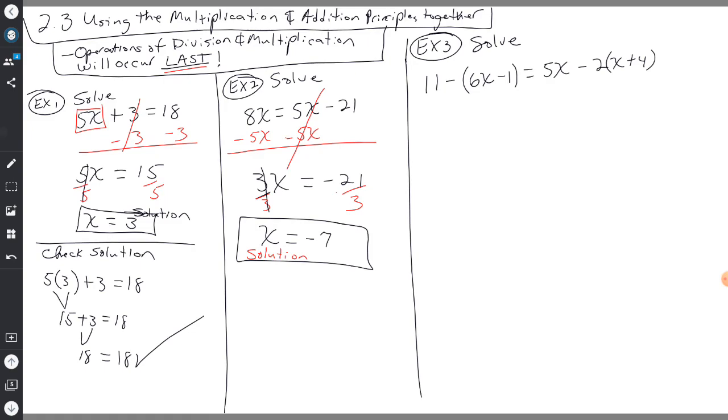So we want to solve this. We have 11 minus the quantity 6x minus 1 inside of the parentheses is equal to 5x minus 2 times the quantity x plus 4. What do you think we have to do with this to get started?